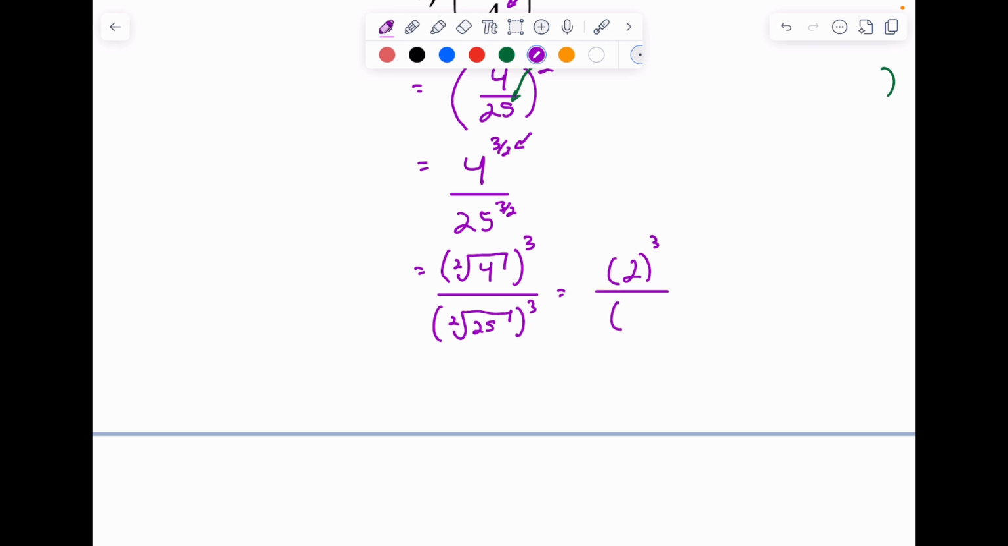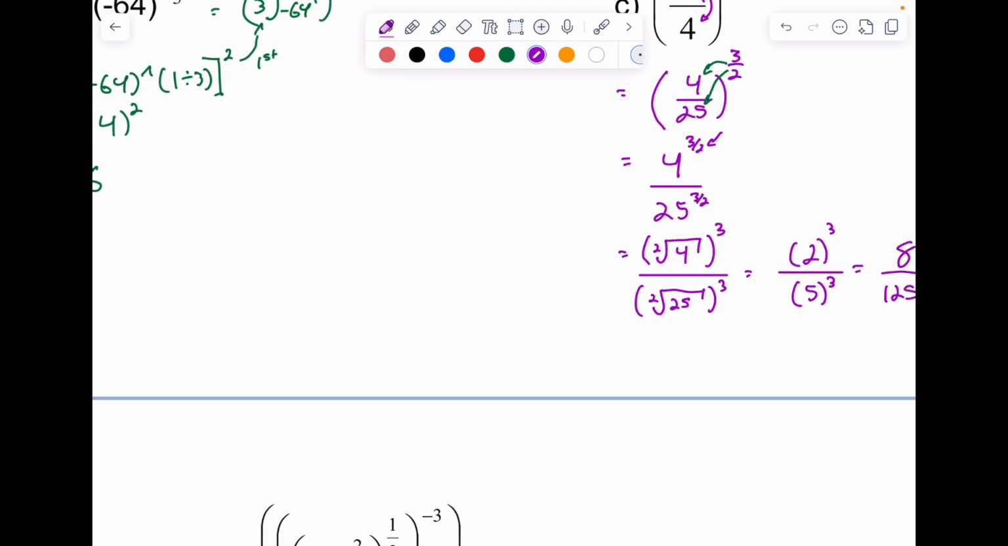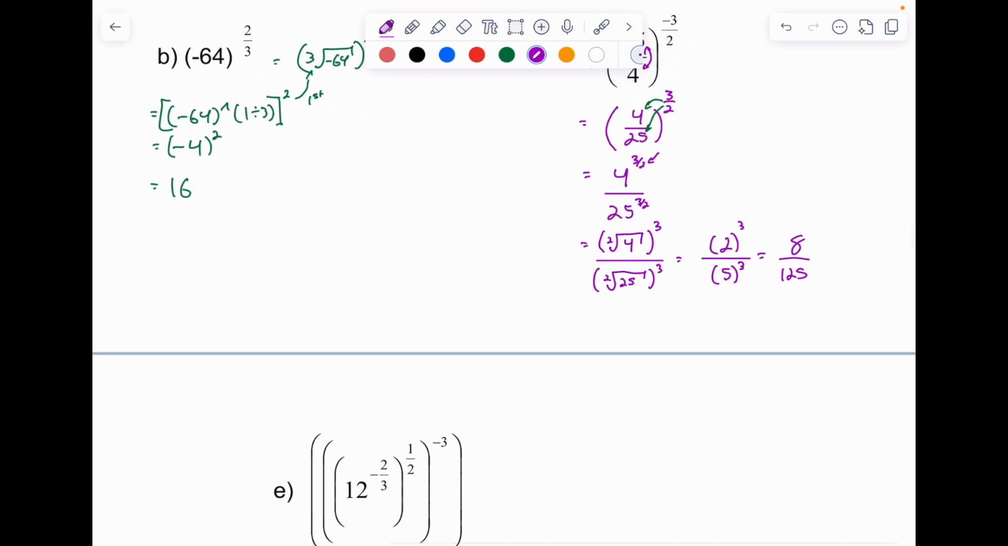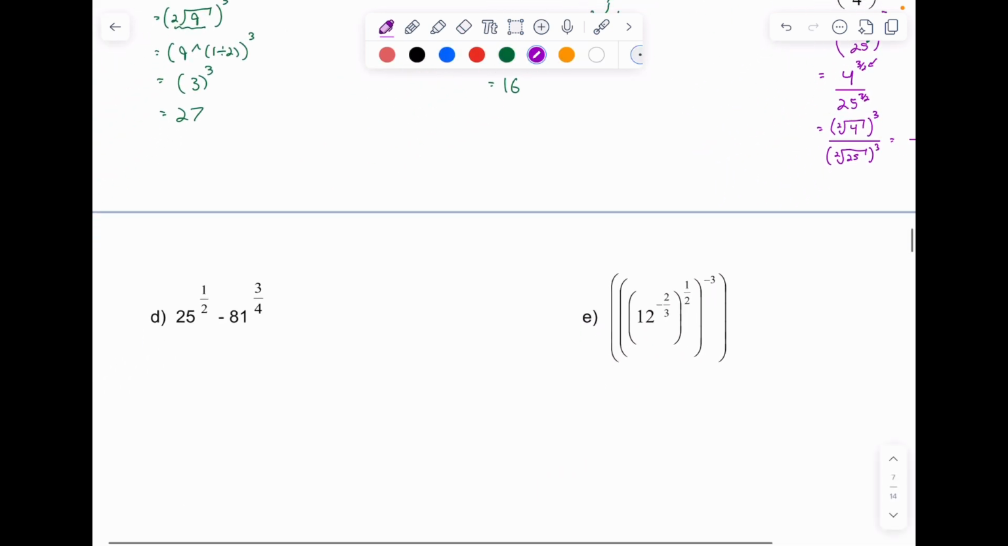What is the square root of 25? 5. Put that to the 3. So your final answer will be 8 over 125. Okay? You don't have to use your calculator every single time. If you can, you just do the square roots in your head. But if not, do this. Okay? So let's keep going.